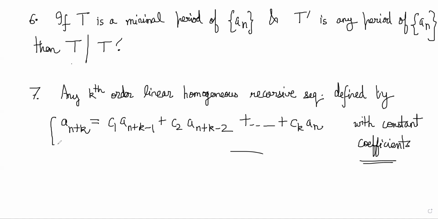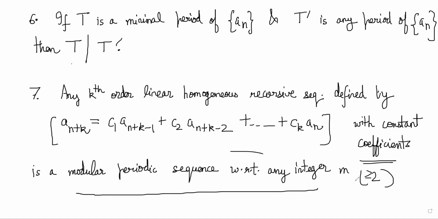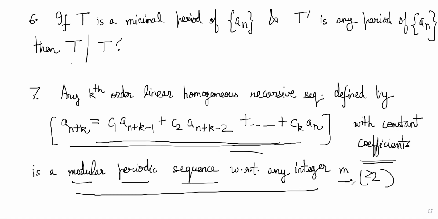Any such kth order linear recursive sequence is a modular periodic sequence with respect to any integer m greater than or equal to 2. So basically this theorem that we are stating here, we are doing it without proof, but remember what is happening here. This is a kth order linear sequence. We are saying it will always be a modular periodic sequence with respect to any integer m.